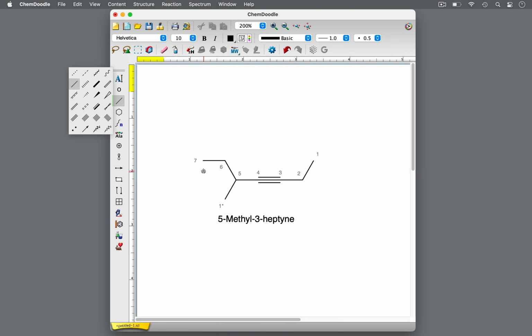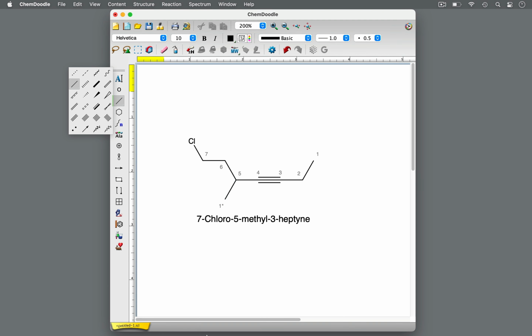Remember to alphabetize multiple substituents. This molecule is 7-chloro-5-methyl-3-heptyne. There are 2 substituents, chlorine and a methyl group. Alphabetically, C in chlorine comes before M in methyl, so chlorine is named first in the IUPAC name. 7-chloro signifies a chlorine substituent bonded at carbon 7, and 5-methyl reveals a CH3 methyl substituent at carbon 5.